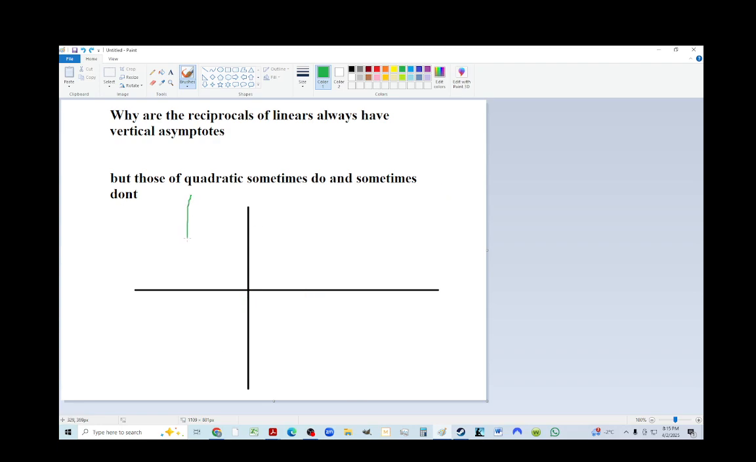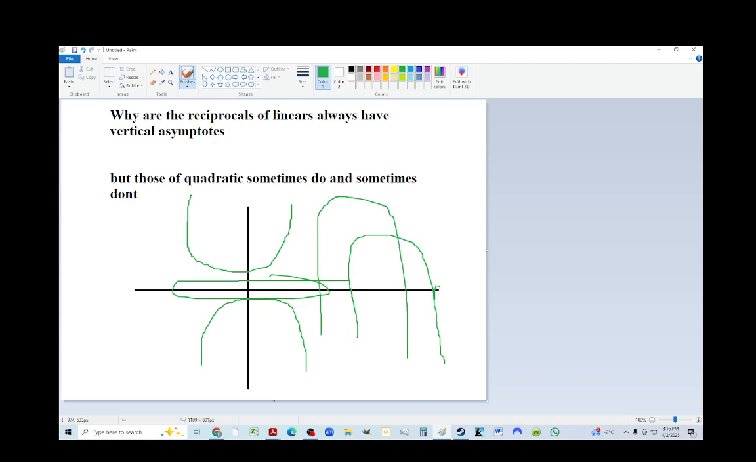vertical asymptote? Well, any quadratic above the x-axis or below the x-axis will have no vertical asymptotes because they never cross the x-axis where y is 0. For those quadratics that do cross the x-axis, they essentially have two factors, don't they? That's what x-axis intercepts are. They're two factors. And thus, they will always have two intercepts, two vertical asymptotes, rather. Any quadratic that touches the x-axis once will also have one asymptote.